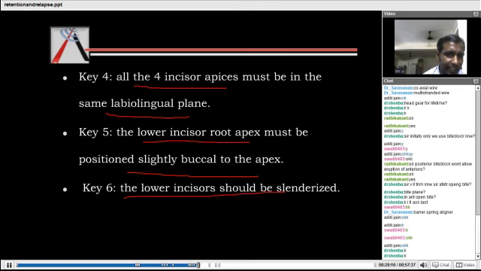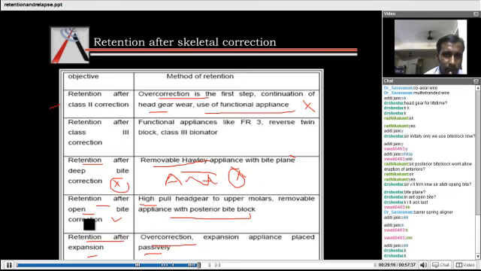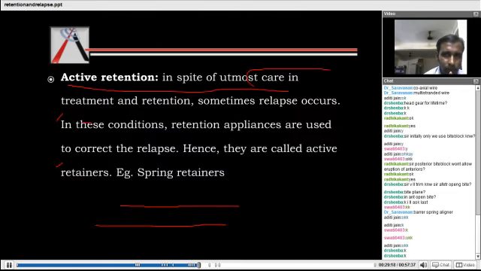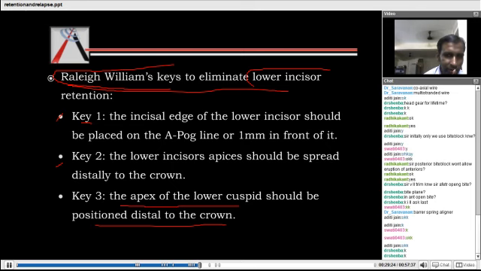If they ask for Raleigh's keys, these are Raleigh-Williams keys for retention of lower incisors. Keep that in mind, there are 6 keys. The theorems are different, so don't get confused with the names. Understood?